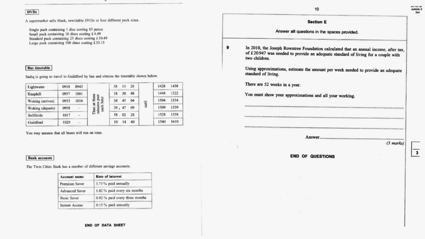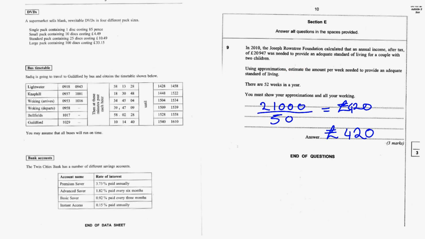Okay, now we're on our last question, question number 9. This is quite a wordy question, so make sure that you read it, please. The key word is that it says using approximations, estimate, so you don't have to have the exact amount. For example, this one would probably be 21 grand rather than 20,947. That's what we mean by approximation. And 52 weeks in a year, approximately 50 weeks in a year. So that's what they mean by approximation and estimate. Have a go.